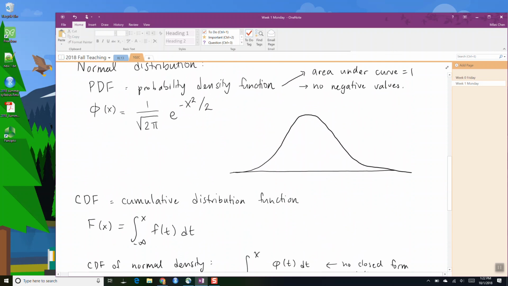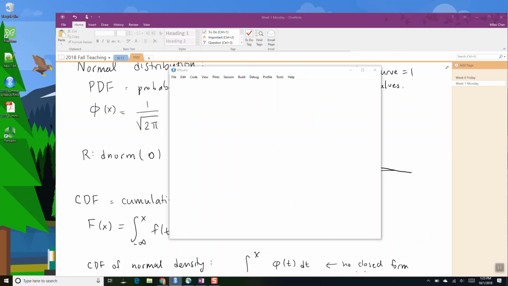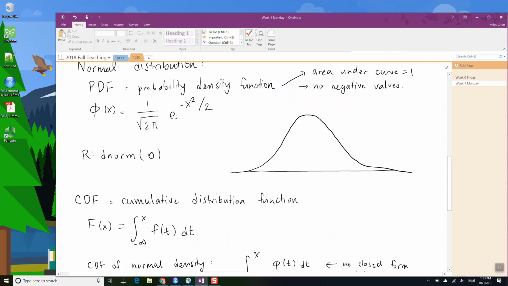What function do we use to get the density function in R for the normal distribution? In R, you use d norm. d norm will give you the density function. So d norm of 0, what is d norm of 0? Well, I don't expect you guys to know this off the top of your head. It's 1 over square root 2 pi, because you just plug in 0 here, right? E to the 0 becomes 1. d norm of 0 is going to be 1 over root 2 pi.